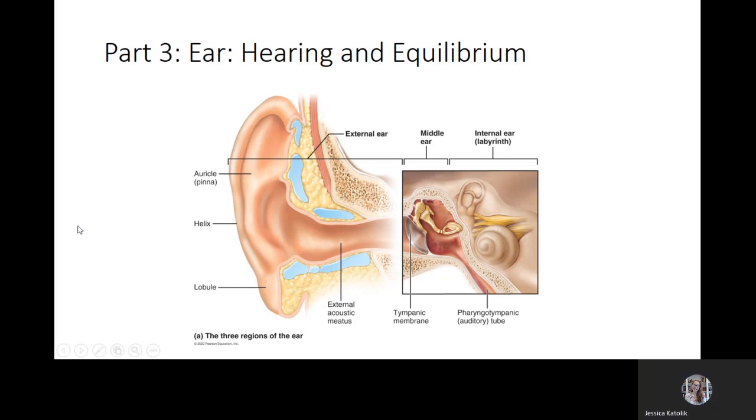So sound waves are going to enter the ear and be directed to the tympanic membrane using the auricle and the external acoustic meatus, and they will be sent to the tympanic membrane. The tympanic membrane will vibrate back and forth, and it will vibrate in the same frequency as the sound waves.